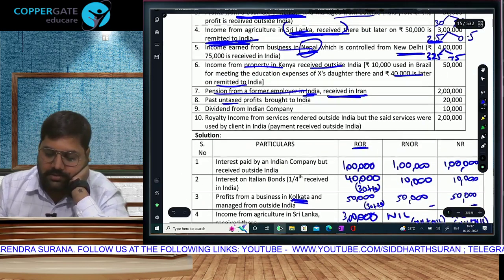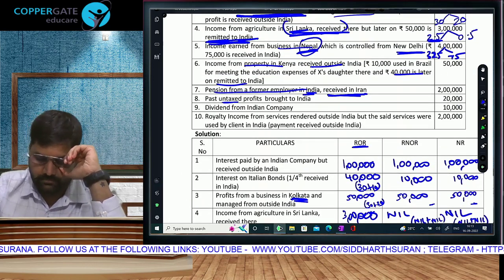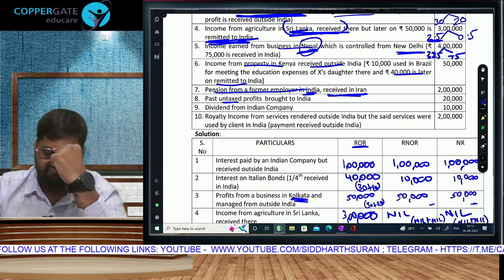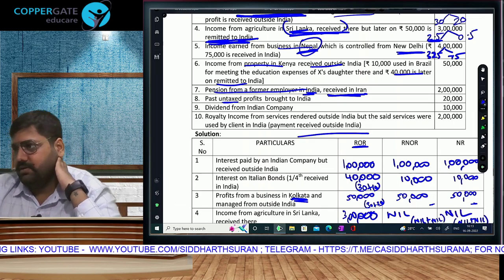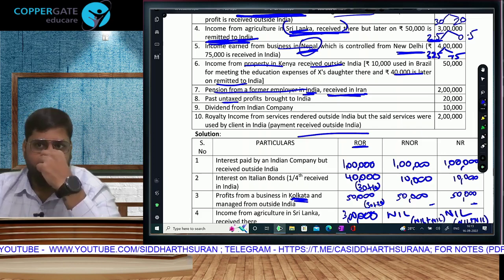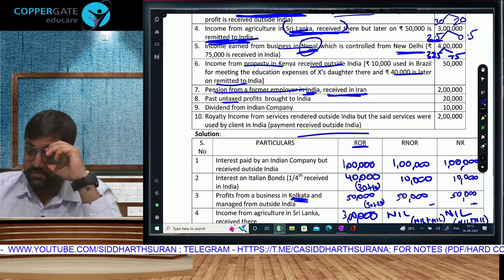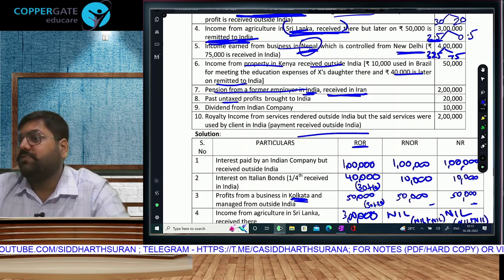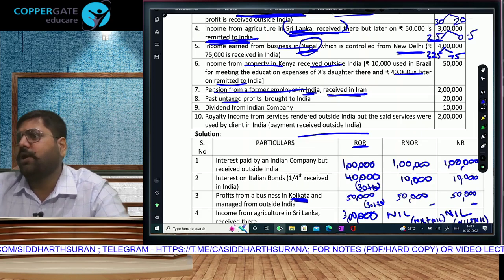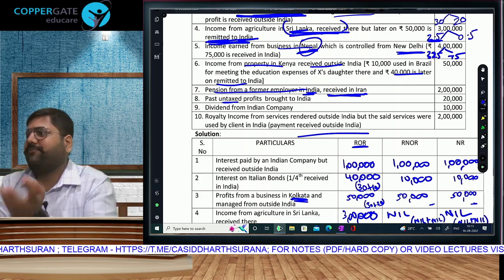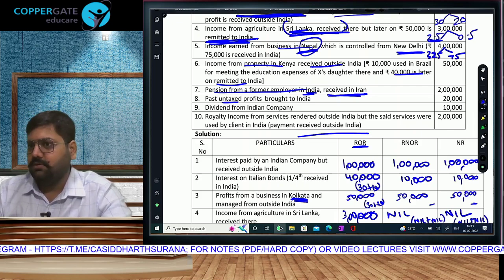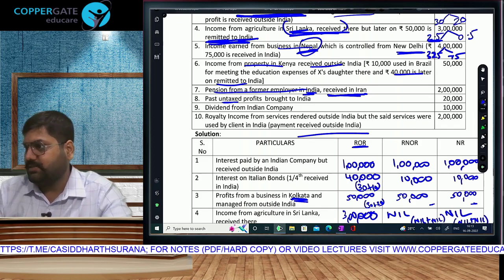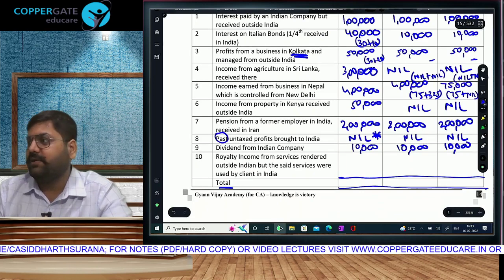And last. Royalty income from services rendered outside India, but the said services were used by client in India and payment received outside India to them. Receipt was outside India. Had this been in India, things would have been easy. Receipt is outside India. So we have to see accrual. For royalty, there is no work done. We have to see where the service bola hai or asset bola hai. It can be service or asset. Royalty and FTS are looked at the same thing worldwide. Where were they used? That means where is the income arising? And consequently, 2 lakh will be written in which column?